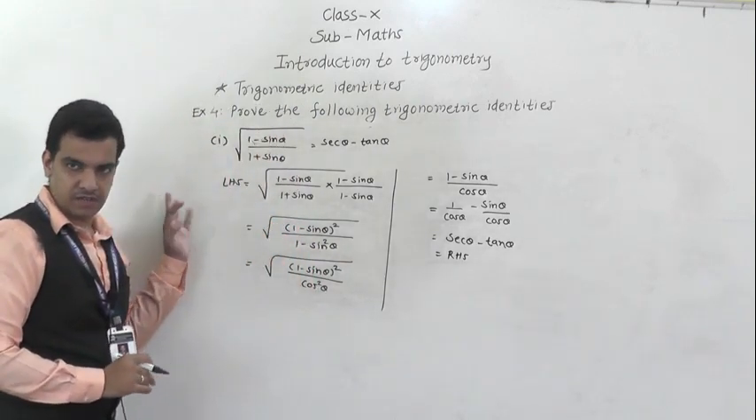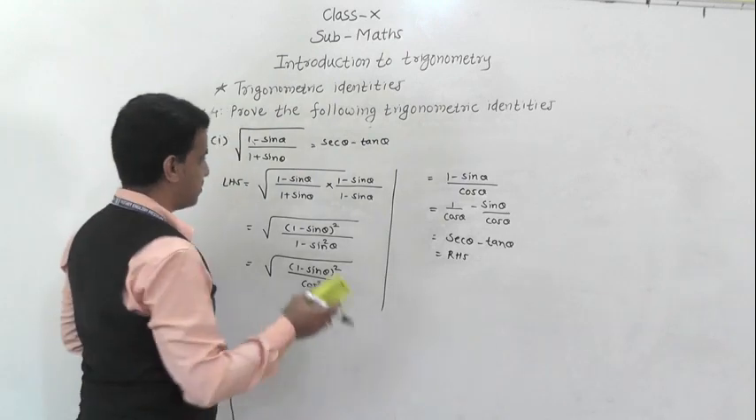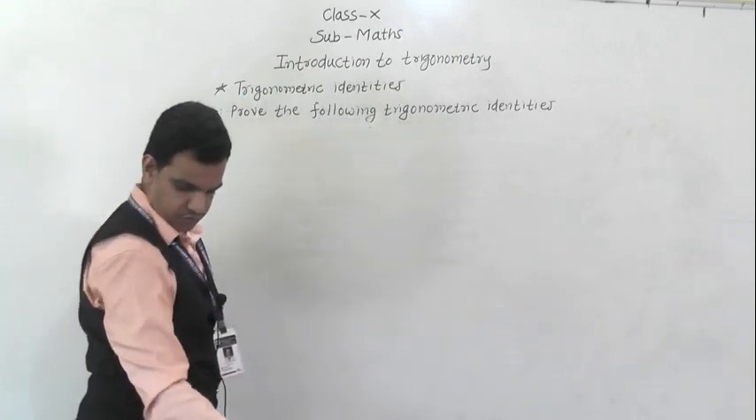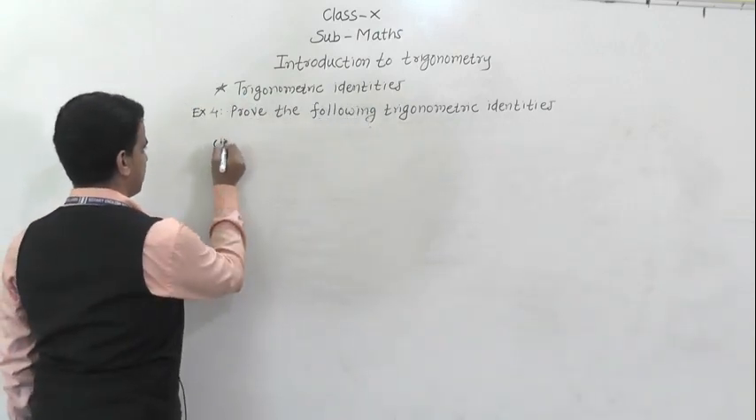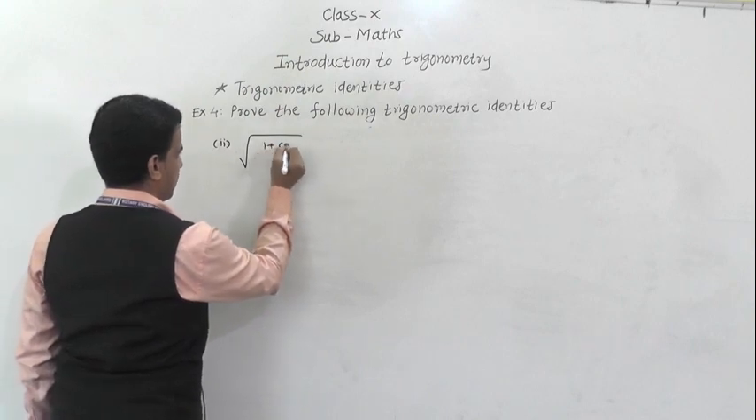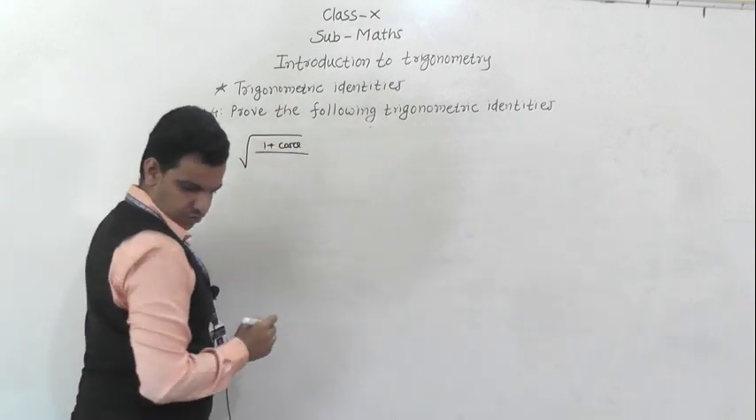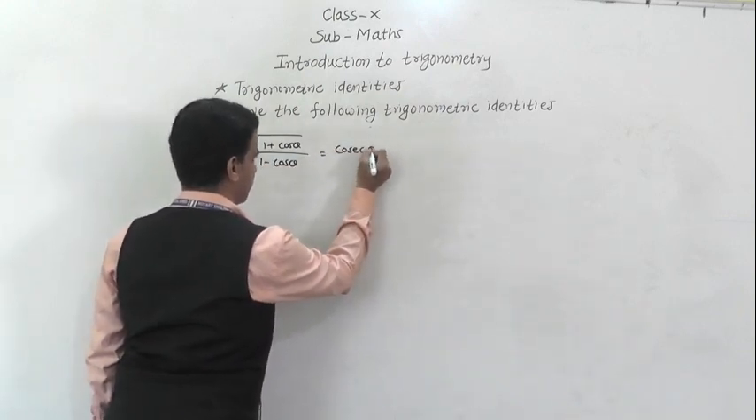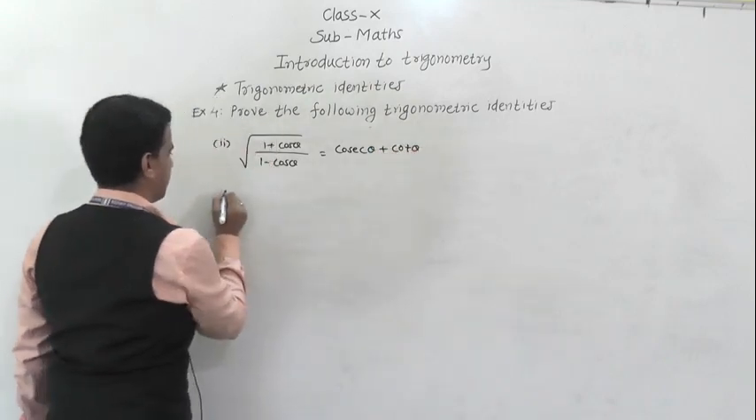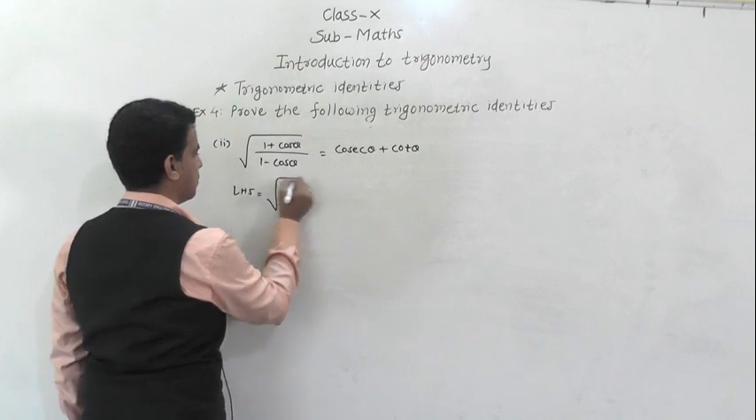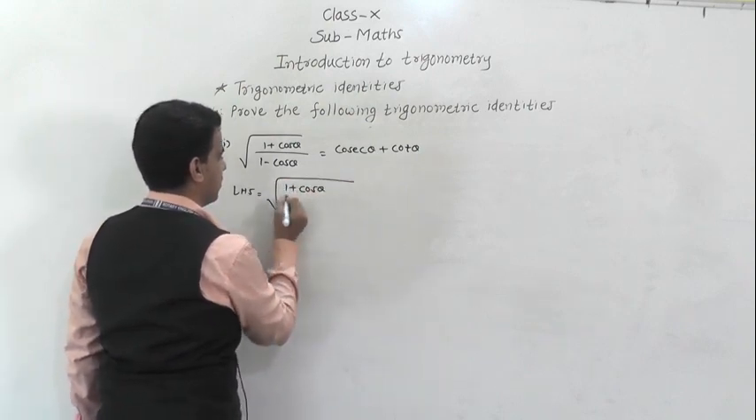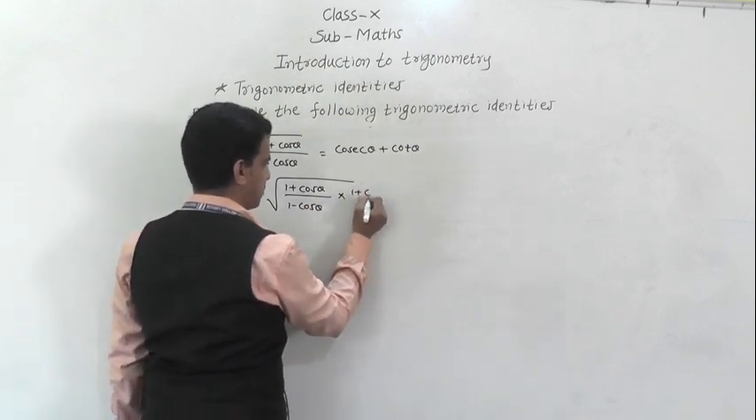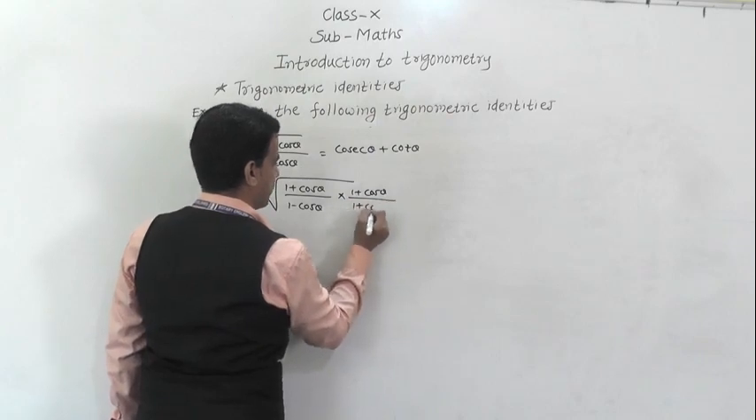Okay, similarly we will solve the second one. So the second one is square root of (1 plus cos theta) upon (1 minus cos theta) is equal to cosec theta plus cot theta. Okay, so first LHS, multiply by the conjugate of the denominator, that is 1 plus cos theta, to numerator and denominator.